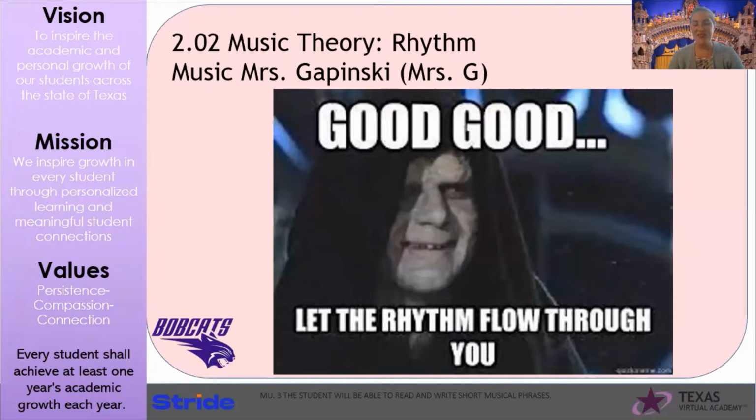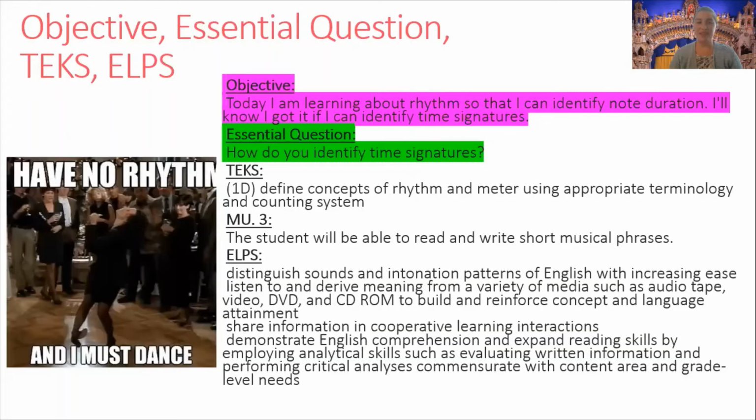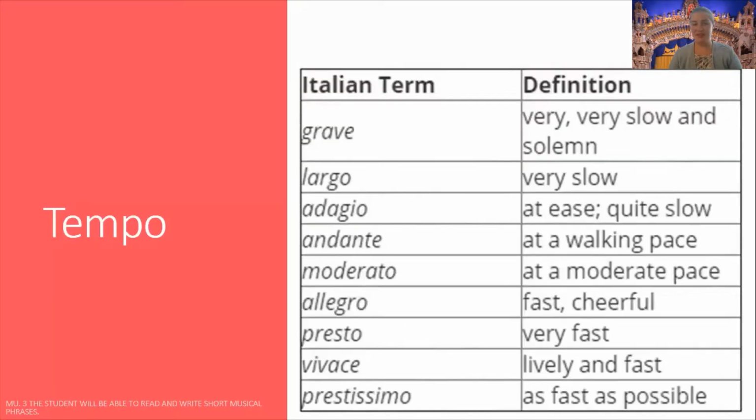Hi class, in this video we're going to go over 2.2 music theory, rhythm. So in the last video we went over pitch and how the pitches sit on the staff. This one we're going to talk about rhythm. So we're going to specifically talk about note duration and time signatures and how to identify time signatures.